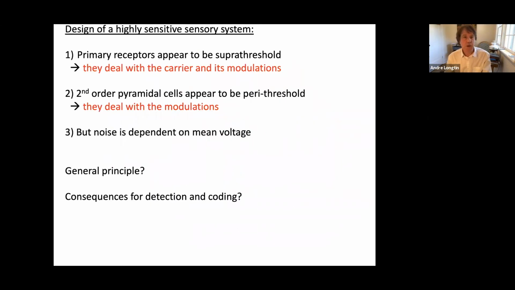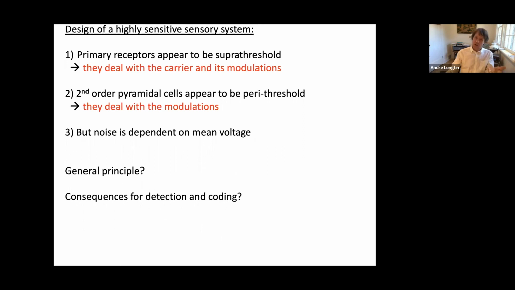So this would be what we call voltage dependent noise to detect the signal peri-threshold. So stochastic resonance, peripheral to superthreshold stochastic resonance. So the picture that emerges is that you have primary receptors that appear to be superthreshold, because the models I showed you are actually suprathreshold. And that's because they deal with the carrier, this relatively large carrier generated by the fish. So that's a suprathreshold signal.